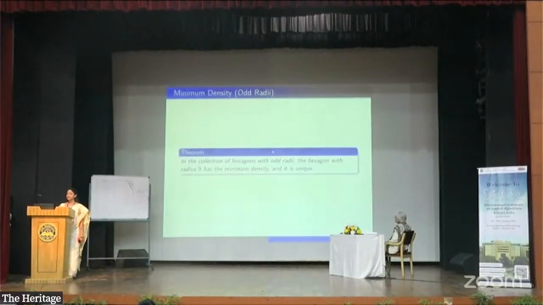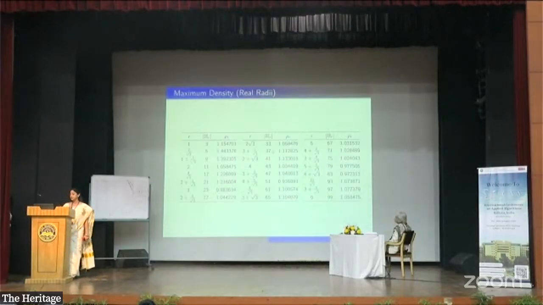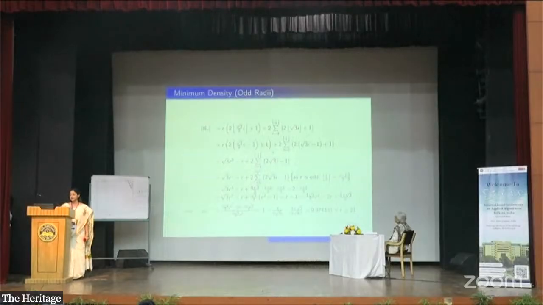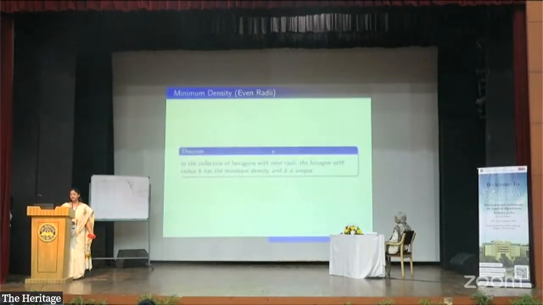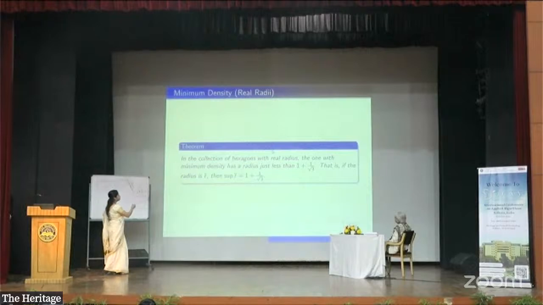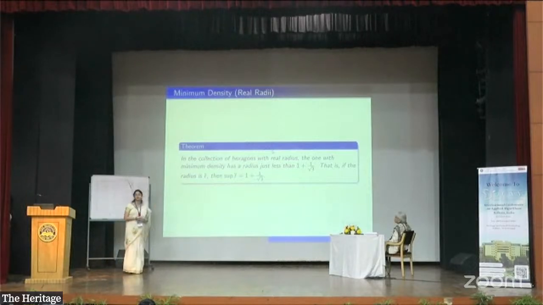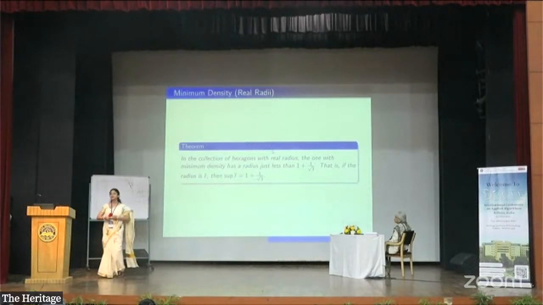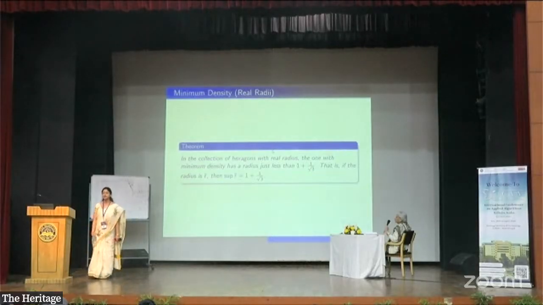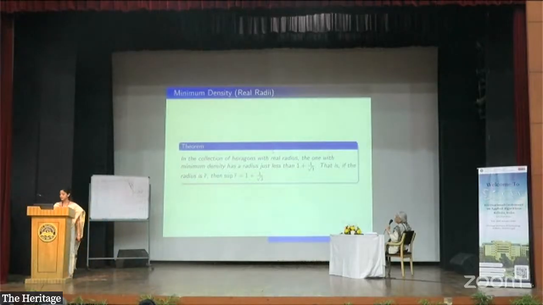For time constraints, I cannot go into the detail of the minimum density proof, but the proof technique is similar. You can read our paper. We are just going through the result that in the collection of hexagons with odd radii, the hexagon with radius 9 has minimum density, and radius 8 has minimum density in case of even radii. And in the collection of hexagons with real radii, the one with minimum density has the radius just less than 1 plus 1 by root 3. I need to remind you once again that the candidate hexagon for minimum density will be the one which does not have any points on its boundary. So it is just less than that.